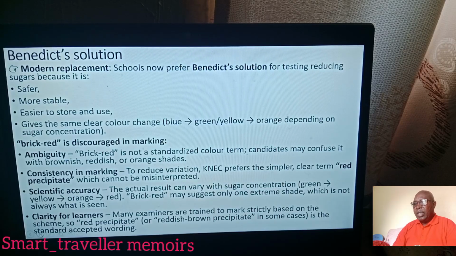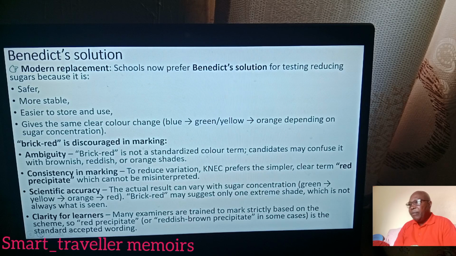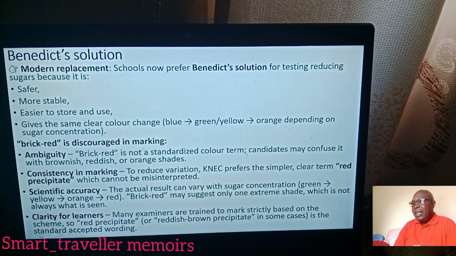However, it is also to be noted here that brick red has been discouraged in marking. Why? Ambiguity. Brick red is not a standardized color term. Candidates may confuse it with brownish, reddish or orange shades. Number 2, another reason for not using brick red is consistency in marking. To reduce variation, examination bodies prefer the simpler, clear term red precipitate, which cannot be misinterpreted.